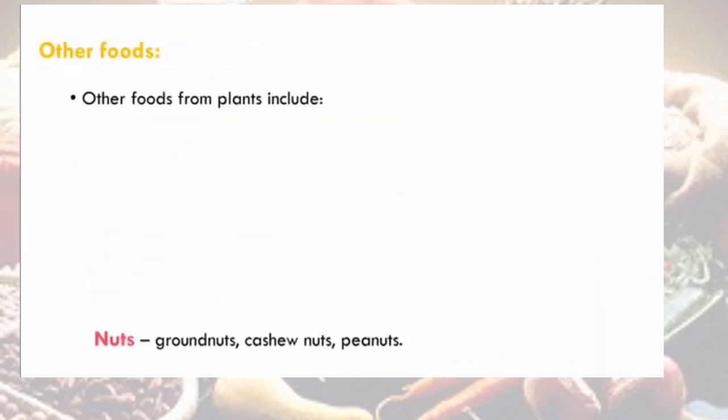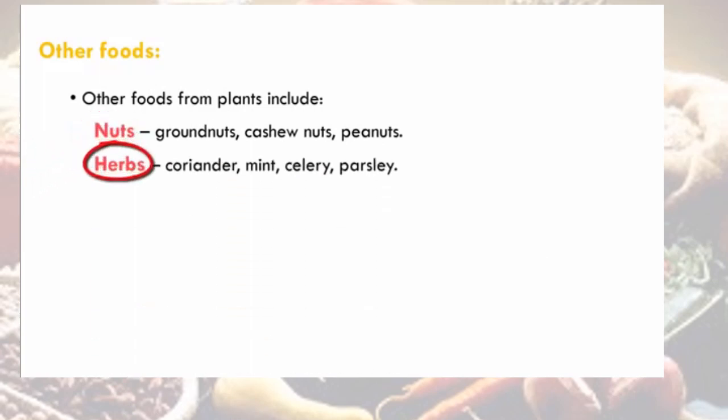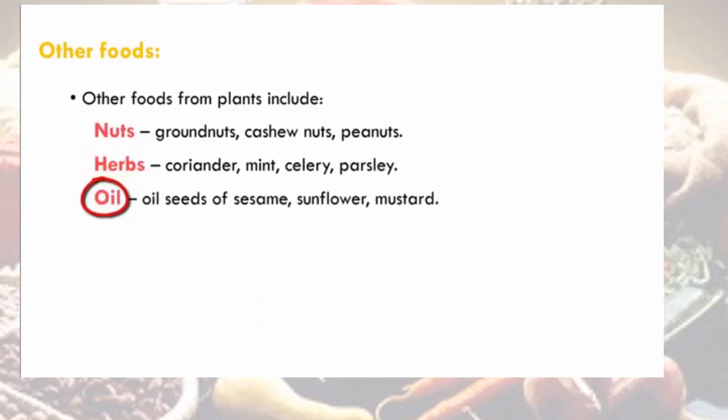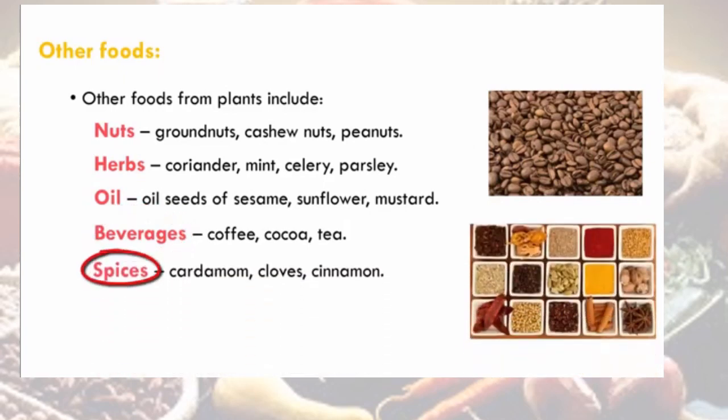Other foods that we get from plants include nuts such as groundnuts, cashew nuts, peanuts. There are herbs such as coriander, mint, celery, and parsley. Oils such as sesame oil, sunflower oil, mustard oil, which are obtained from the seeds of sesame, sunflower, and mustard plants. Beverages such as coffee, cocoa, and tea are obtained from coffee beans, cocoa beans, and tea leaves. Spices such as cardamom, cloves, and cinnamon are also obtained from plants. These are the ones which give flavor to our food.